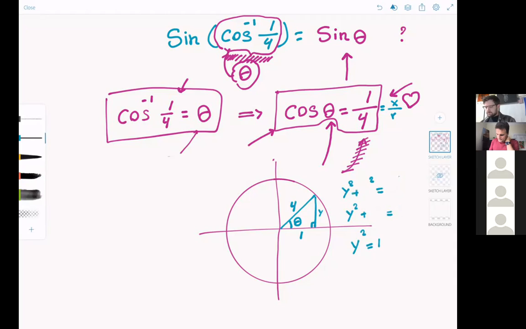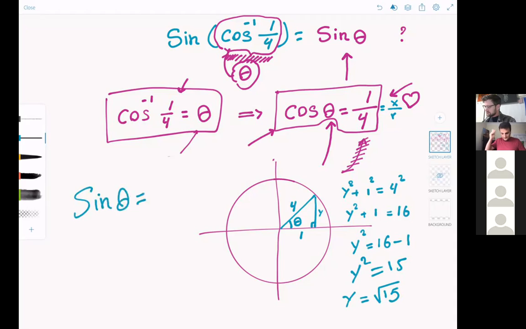So y squared plus 1 squared equal to 4 squared. That would be 16. 16 minus 1 gives y squared equal to 15. Then y will be radical 15, and it's positive. So we solve for y. Then what is sine of theta? Sine of theta will be y/r, which is √15/4. Good, we solved it. So the answer is √15/4.